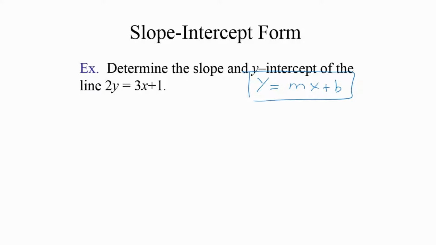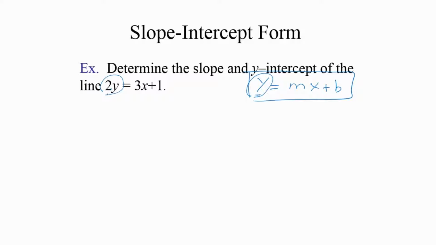No matter how it is, you have to keep, in other words, only one y, with no coefficient, on the left-hand side, and everything else on the right-hand side. And when you do that, the coefficient of x would be the slope, and the constant would be your y-intercept. Now here, we have 2y equal 3x plus 1. So clearly, it's not y, it is 2y.